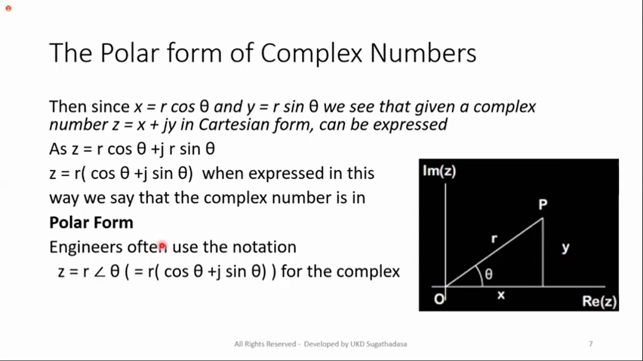There's a short form. At the bottom of the screen, you see the r angle theta notation. The complex number is written as r angle theta. Actually, the meaning is r (cos theta + j sin theta). Very famous notation, a simple notation, frequently used.